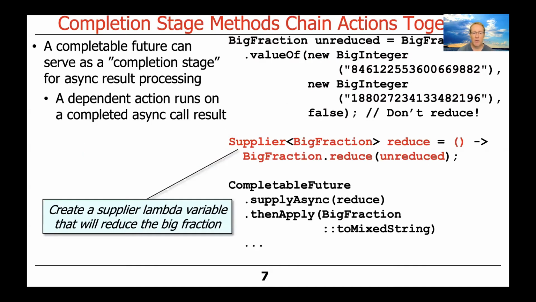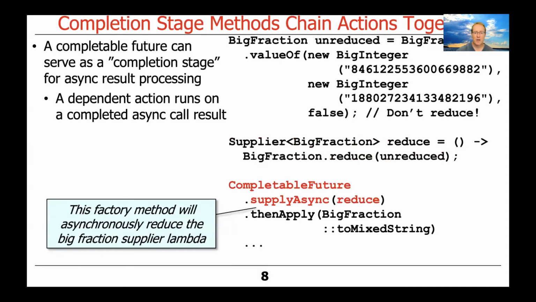Then we go ahead and make ourselves a supplier lambda variable that, when used in the context of supplyAsync, as we'll see in a minute, can be used to reduce this big fraction in the background. And that's the key to this whole thing. Reductions of big fractions take a while to run, and so we don't want to use the foreground thread to do that, because that'll block the main user interface thread and will degrade quality of service and responsiveness for the program.